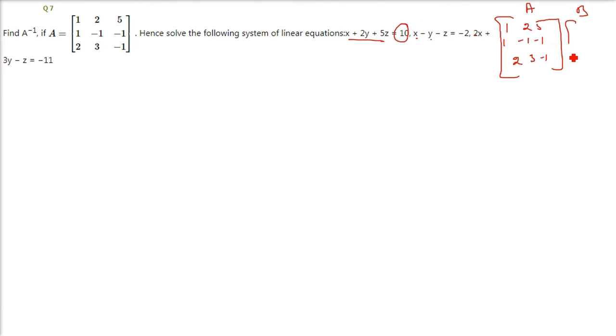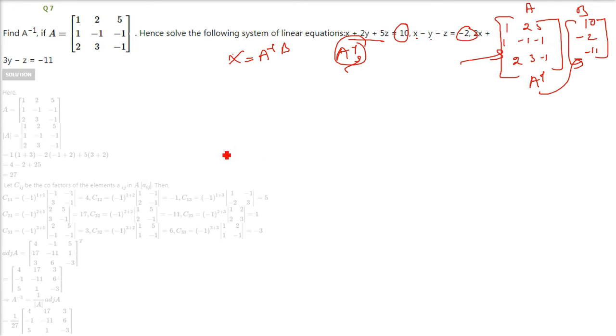What is B? 10, negative 2 and negative 11. So find A inverse. Of course, you have to find the A inverse. You have to find the adjoint of A divided by the determinant of A. You will get the A inverse, and X equals A inverse B. A inverse is multiplied with 10, minus 2 and minus 11. And what do you get? You'll get the solution. Just see here.